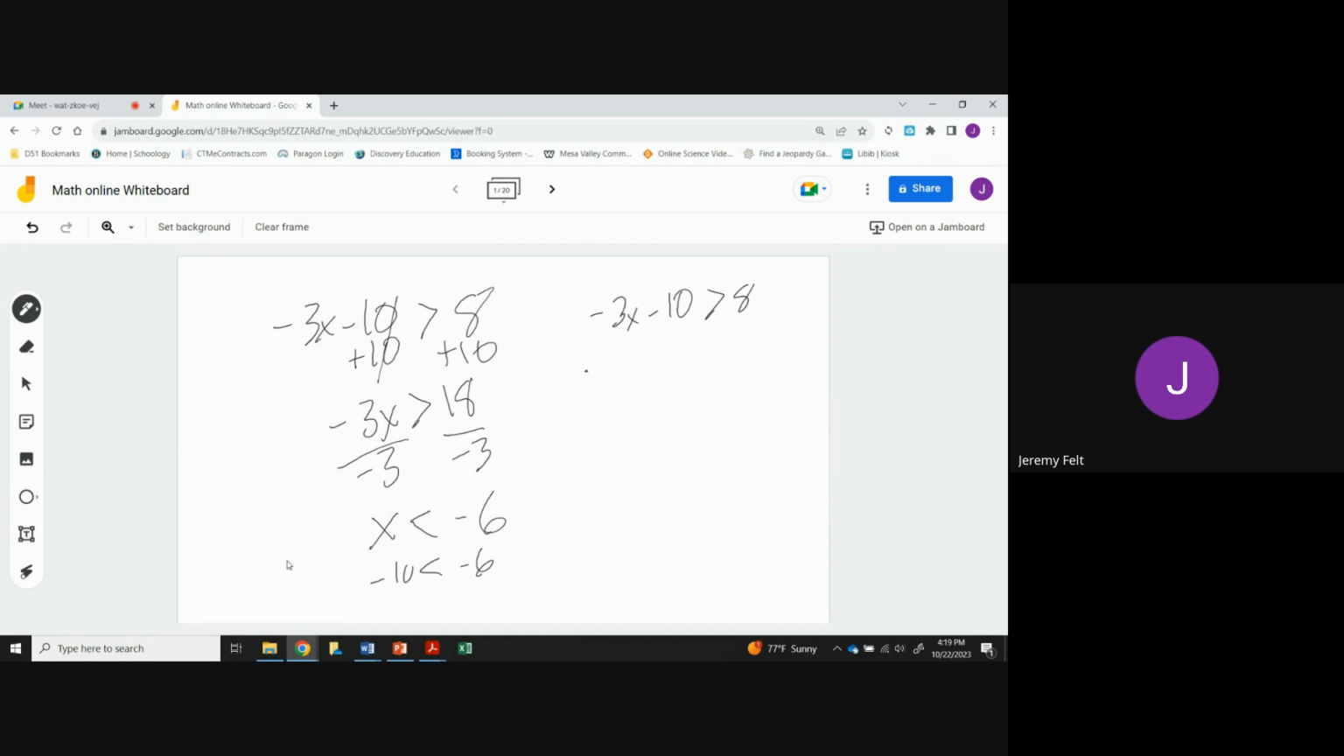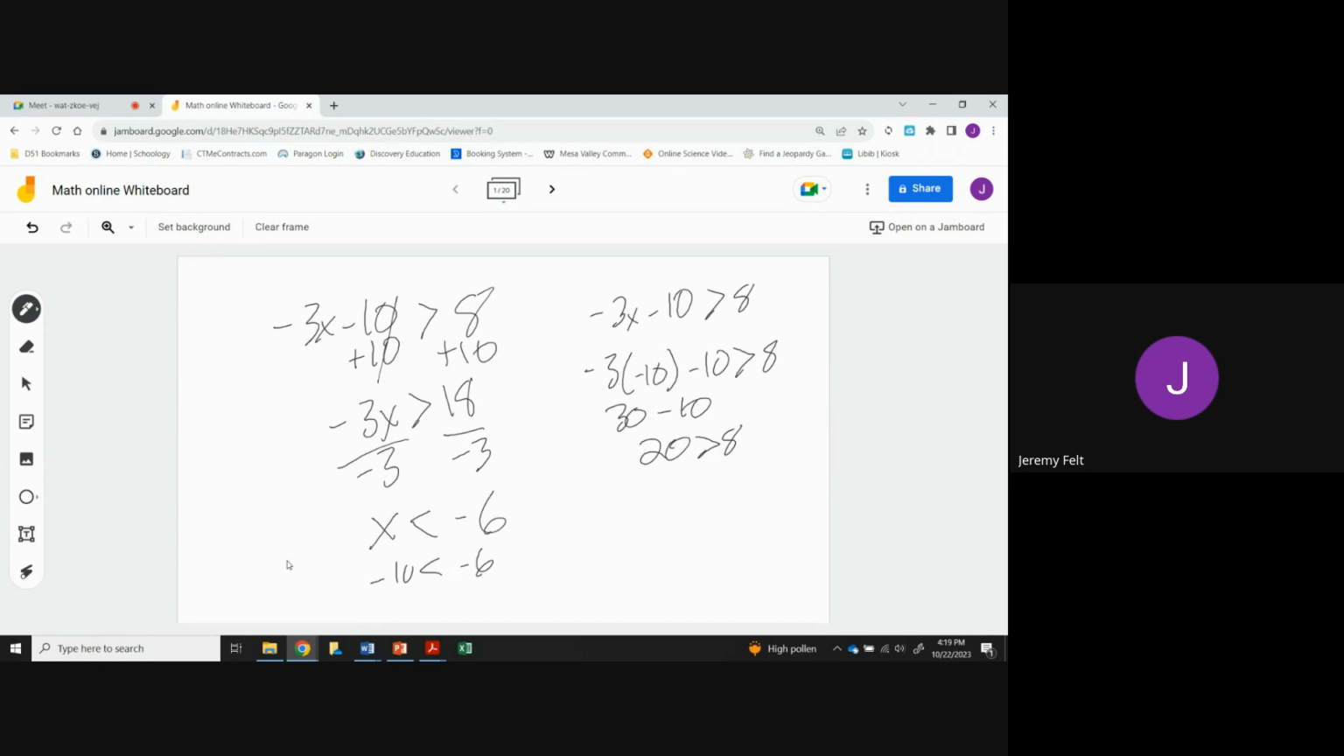So if I put in negative 10 for x, well, -3 times -10 is positive 30. Positive 30 minus 10 is 20. 20 is greater than 8. So that's why I flipped the sign, because if I hadn't, we would end up with an inequality that said 20 is less than 8, which obviously is not true. So that's why we had to flip the sign, just like the first example.